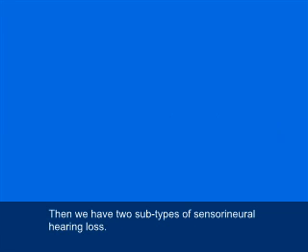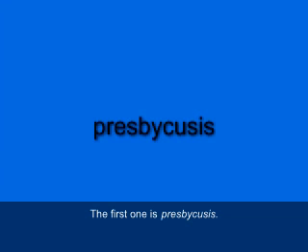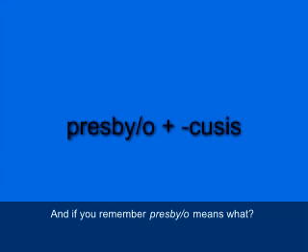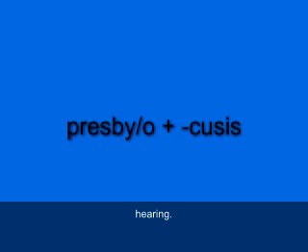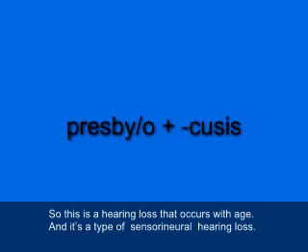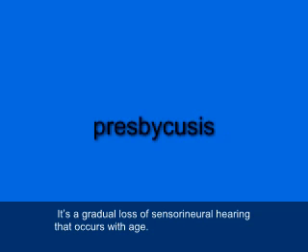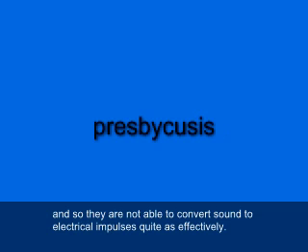Then we have two subtypes of sensorineural hearing loss. The first one is presbycusis, P-R-E-S-B-Y-C-U-S-I-S. And if you remember, presby- means what? Well, it refers to age, and cusis refers to hearing. So this is a hearing loss that occurs with age, and it's a type of sensorineural hearing loss. It's a gradual loss of sensorineural hearing that occurs with age. Basically, over time, the fine hairs in the cochlea wear out or become damaged, and so they're not able to convert sound to electrical impulses quite as effectively.